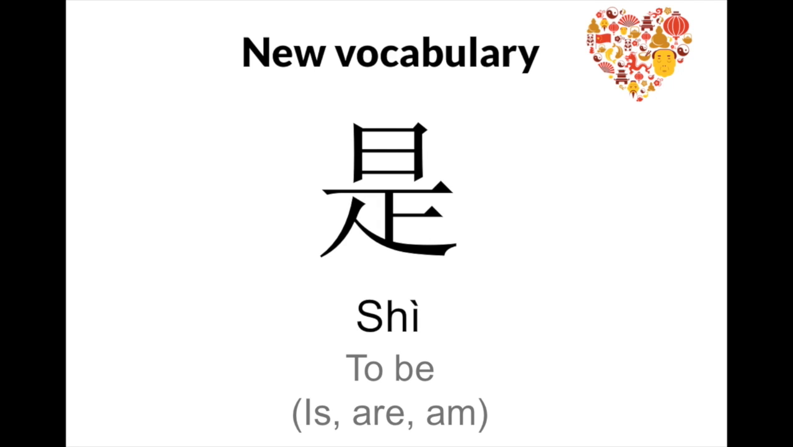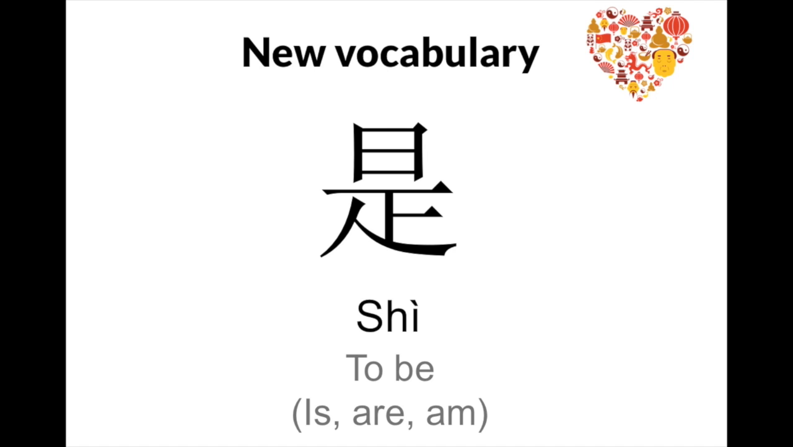是, to be. 是. And this is great because 是 replaces all four of the English equivalent words. So be, is, are, and am are all the same in Chinese. You don't have any of the weird exceptions. So just 是 for all four of them.